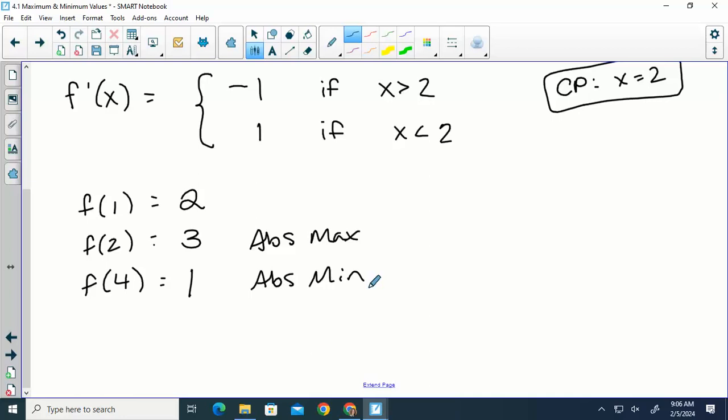Yes? For this part, where do we get negative 1 from? So derivative of 5 is 0 minus, yeah, derivative of x is 1. Thank you. You're welcome. Other questions?